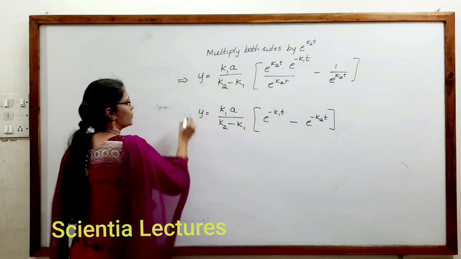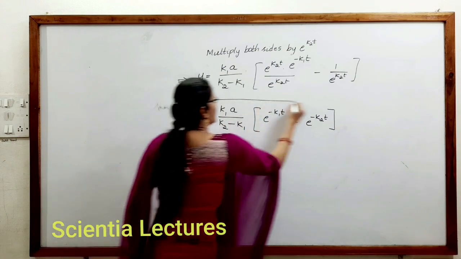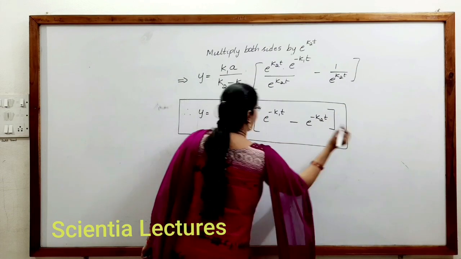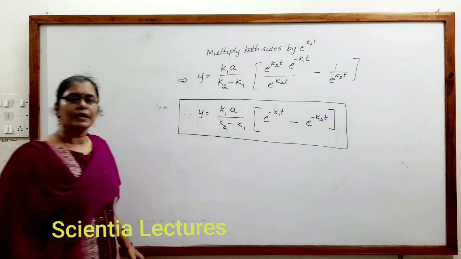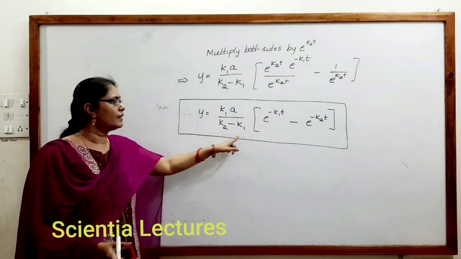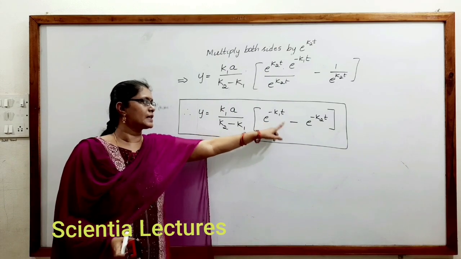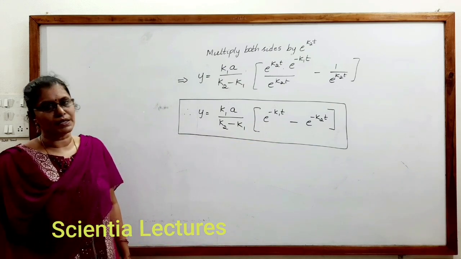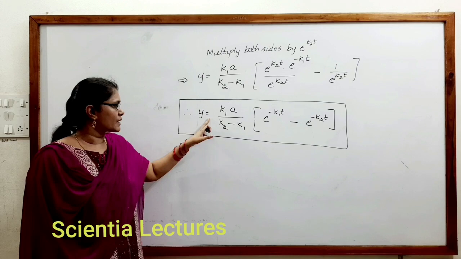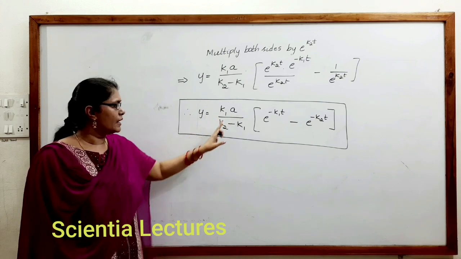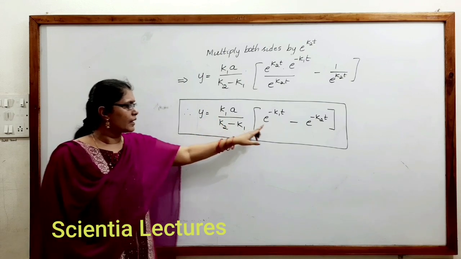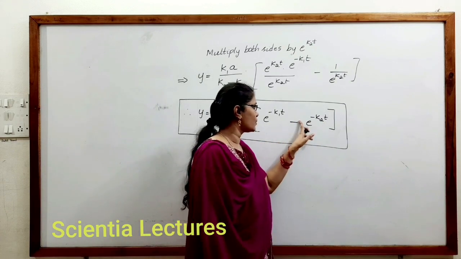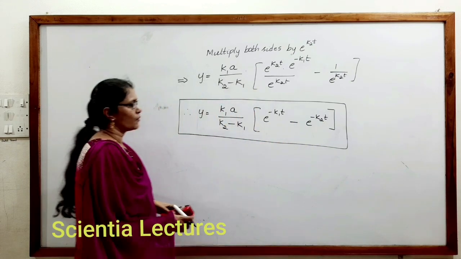So what is y equal to? y must be equal to k1a by k2 minus k1 into e power minus k1t minus e power minus k2t. So this is y.